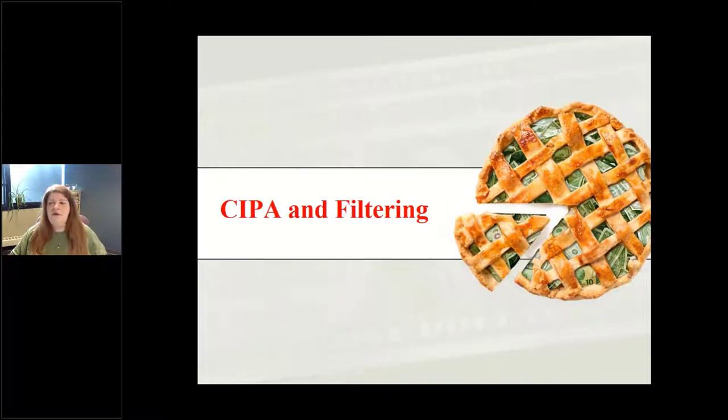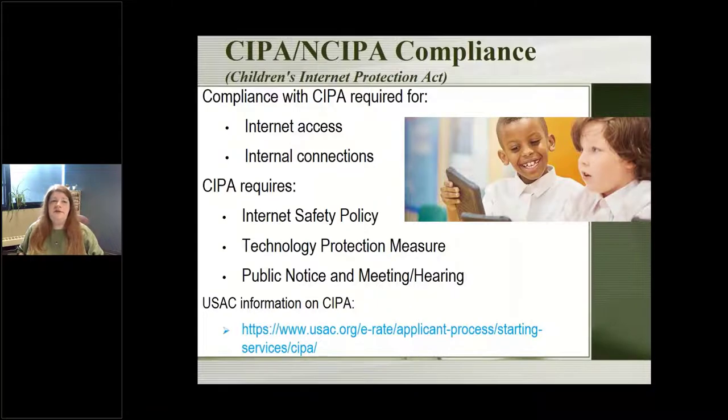So one other thing you do need to think about when it comes to doing E-rate is CIPA and filtering. CIPA being the Children's Internet Protection Act, and filtering talking about having some sort of software program that blocks access to certain websites on your computers. Because E-rate is federal funding, you are required to be in compliance with CIPA for your internet connection and any of that equipment that is used to make the internet work.